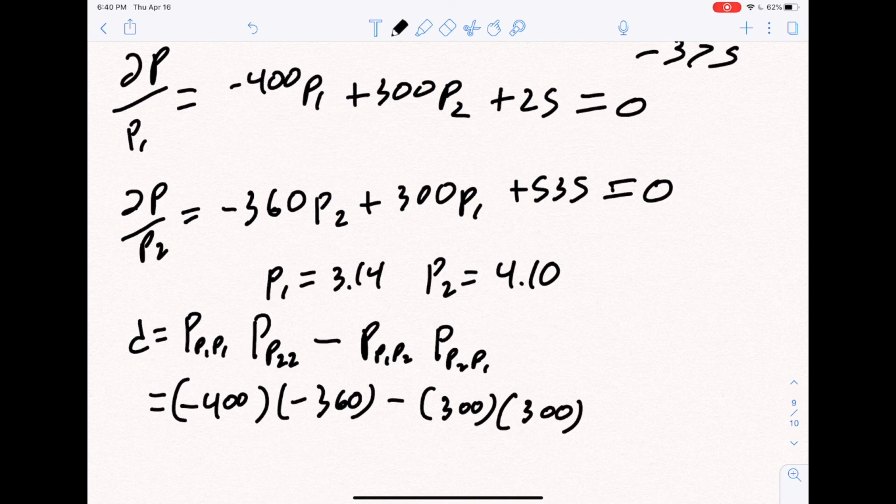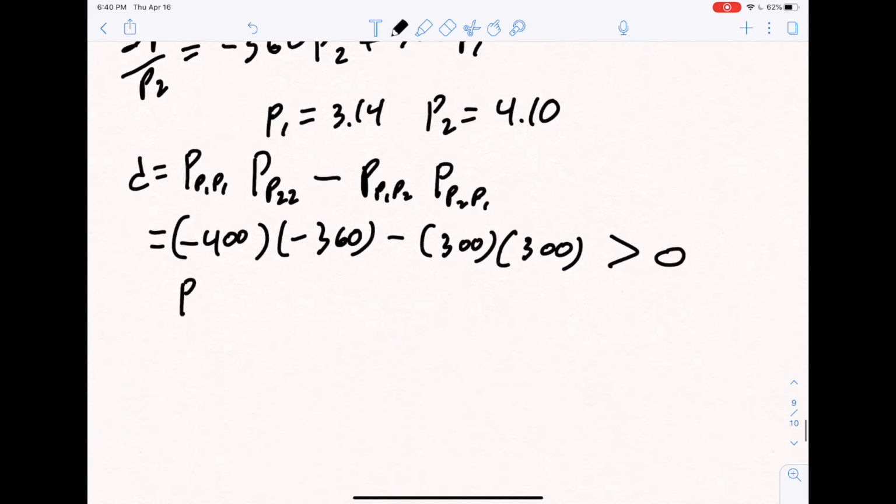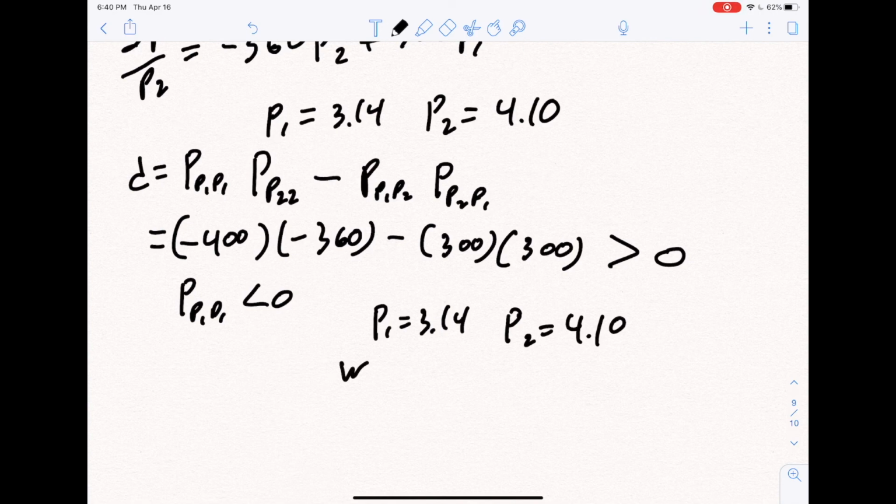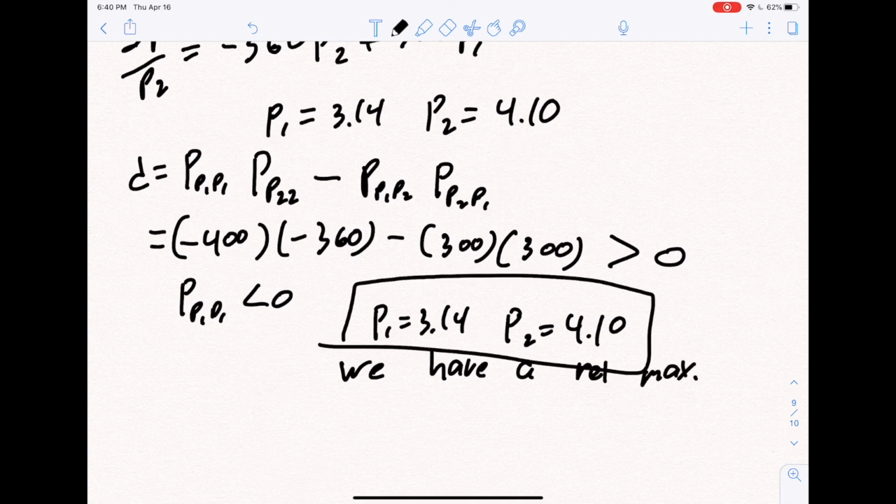Now that we have all this written out, you can throw that into your calculator and you'll realize that D is greater than 0. And also P_p1p1 is less than 0. That's regardless of the values of p1 and p2, because P_p1p1 is always just negative 400. So here we have D greater than 0 and P_p1p1 less than 0. That means that at p1 equals 3.14 and p2 equals 4.10, we have a relative maximum. These are the two prices we should charge to net maximum profit.